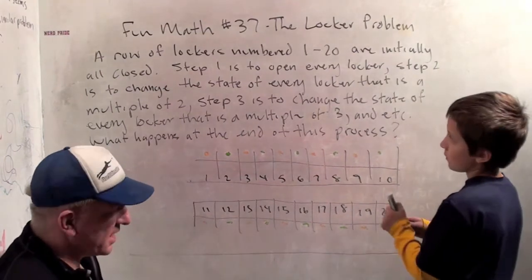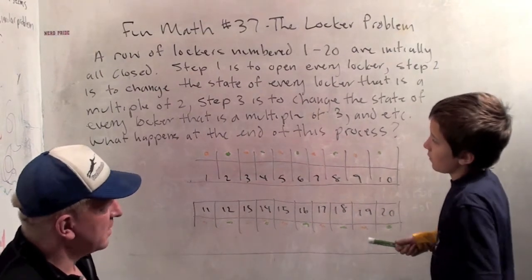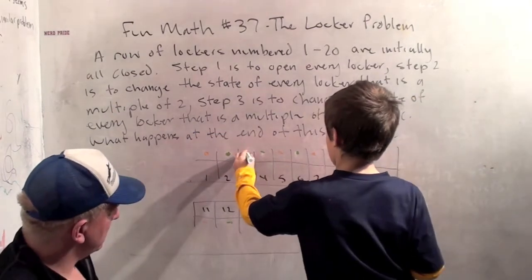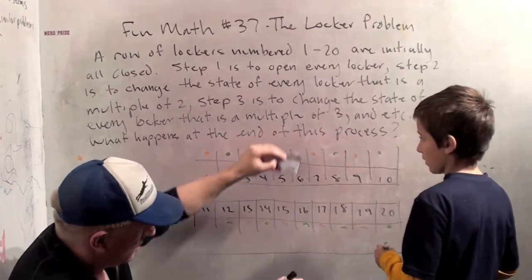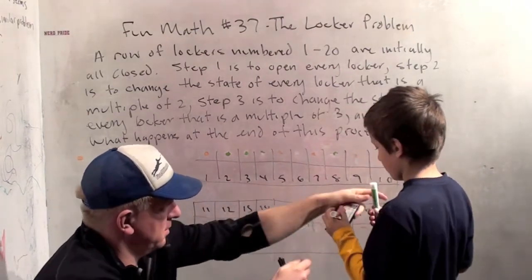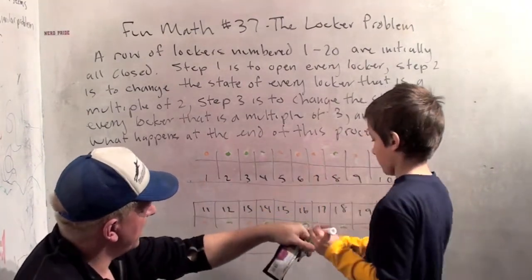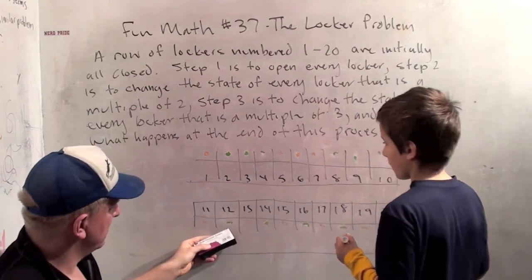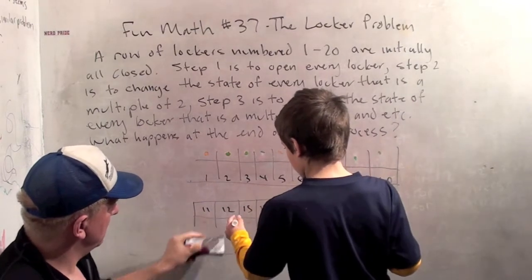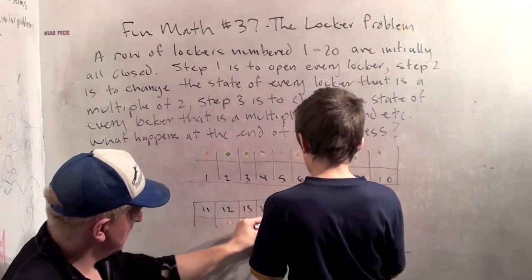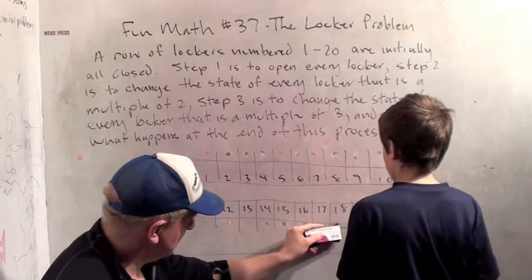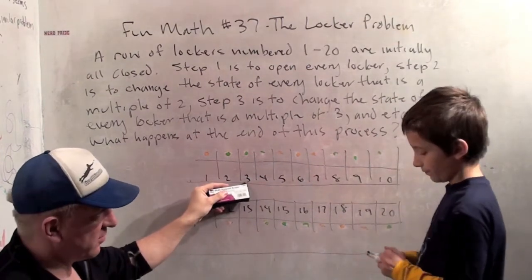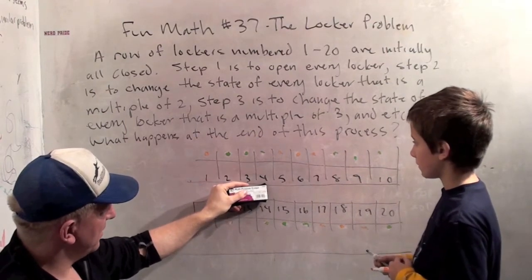Okay, now we're going to change the state of every one that's a multiple of 3. You ready? 3, what do you do? We're going to close this one. 6, what do you do? We open it. 9, what do you do? We close it. 12, what do you do? We open it. 15, close. 18, open. And that's it, right? Those are multiples of 3, right? Yep.